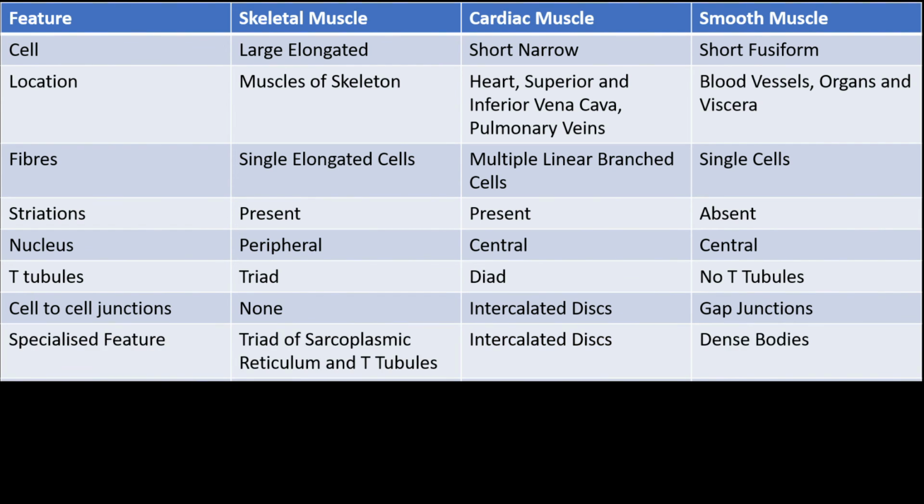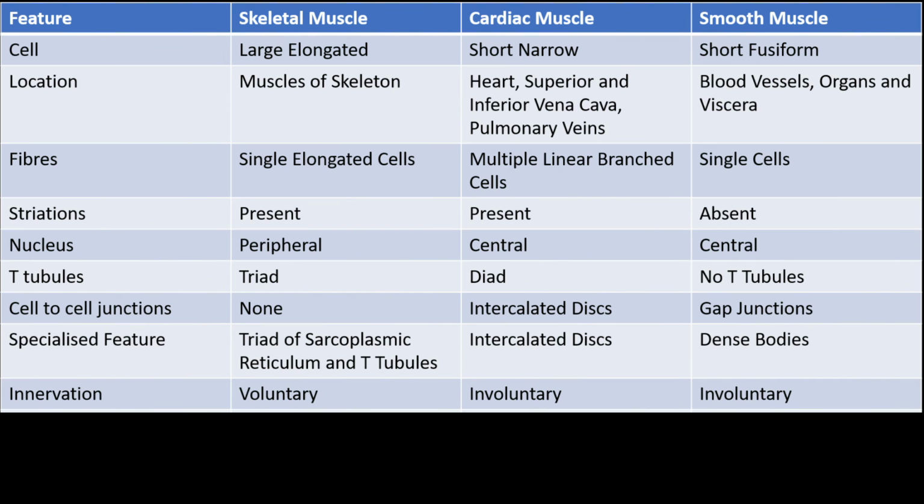A specialized feature of the skeletal muscle that distinguishes it from the other muscles is the well-developed smooth endoplasmic reticulum and T tubules. In cardiac muscles, the specialized feature that distinguishes it from the other muscles is the intercalated disc, while in the smooth muscles, the specialized feature is the presence of dense bodies. Let's talk about the way these muscles function.